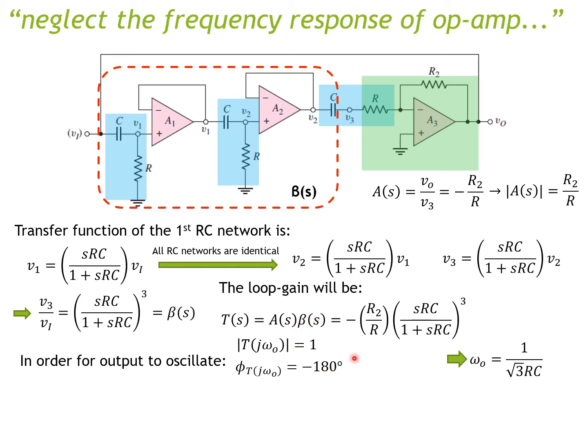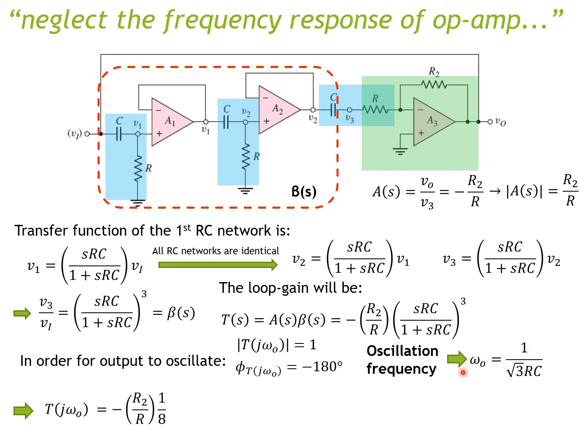So if you plug in all of the numbers and try to figure out at which frequency these two conditions are met, you can calculate your omega naught, which is called the oscillation frequency, to be 1 over square root of 3 RC.